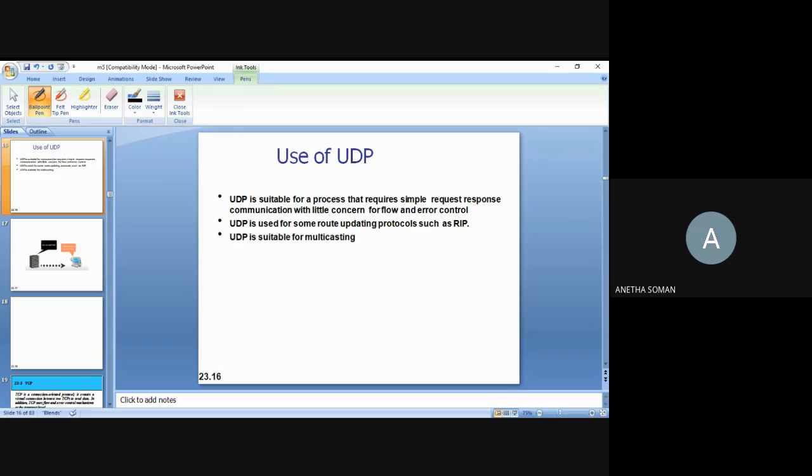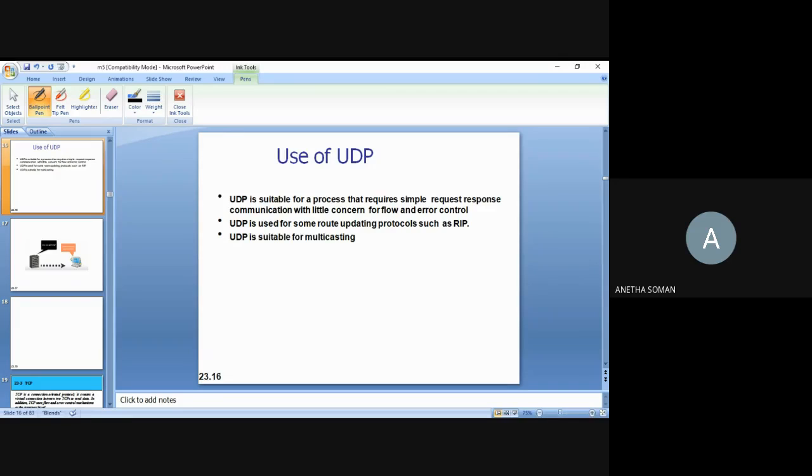Now the second use is, it is used for some route updating protocols. Already we have seen the Routing Information Protocol, and there you can use this UDP, right? Now the third use is, it is suitable for multicasting. You know what is multicasting. So these are some of the uses.